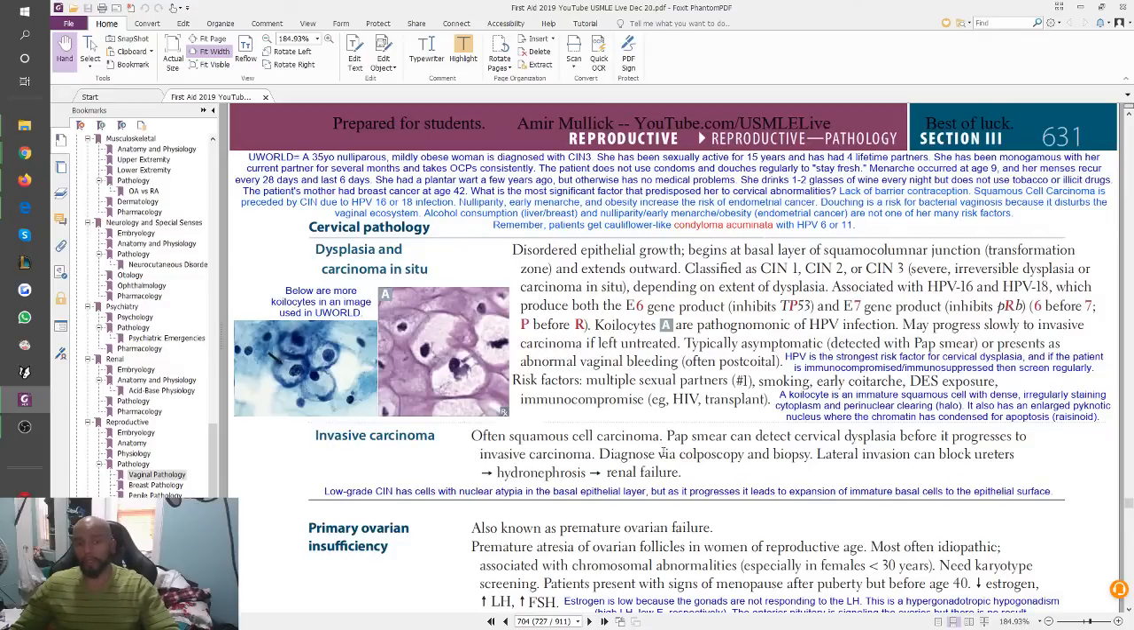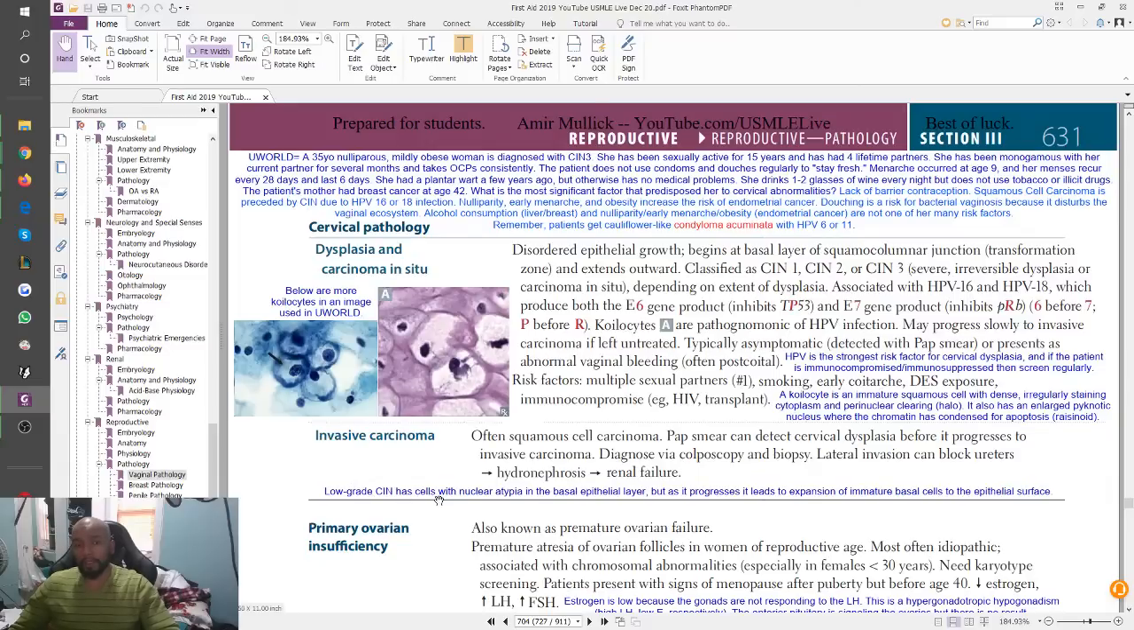Often squamous cell carcinoma. Pap smear can detect cervical dysplasia before it progresses to invasive carcinoma. Diagnosed via colposcopy and biopsy. Lateral invasion can also block the ureters, leading to hydronephrosis and renal failure because urine is going to back up.